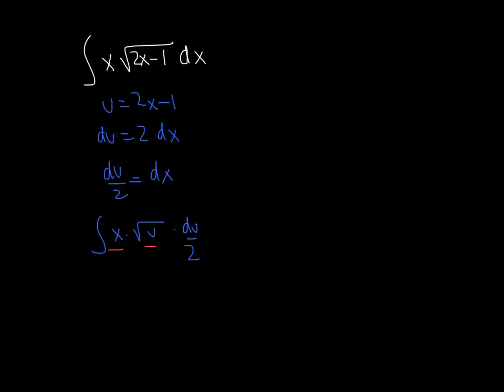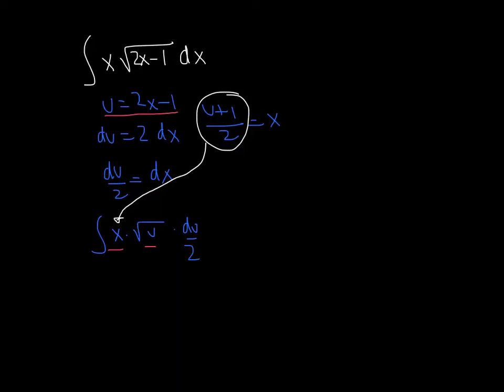However, what you can do is go back to your u substitution and solve it for x. So let's go ahead and do that. If we solve it for x, we're going to get u plus 1 over 2 equals x. So actually what we're going to do is take this and plug it in for that x. And then we'll get something that we can integrate with all u's.